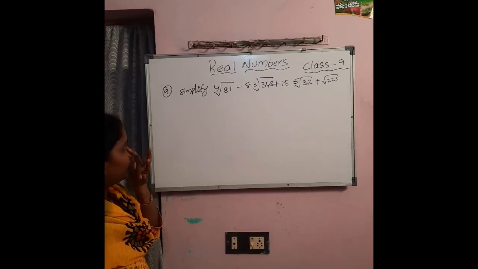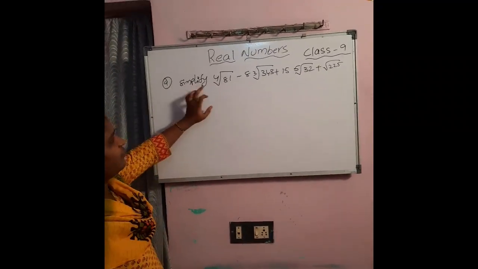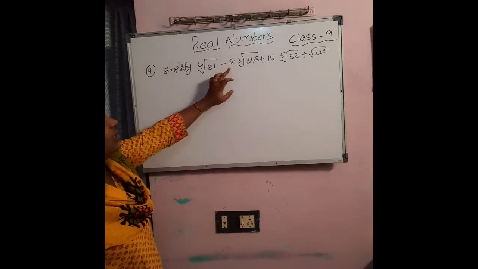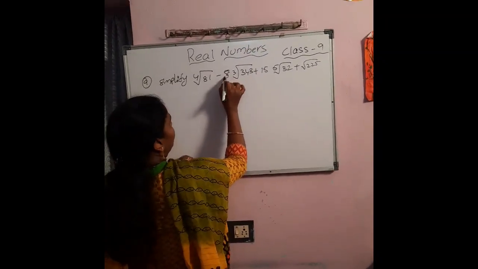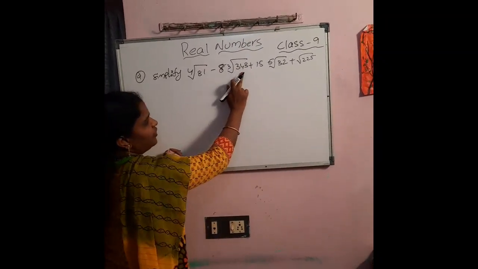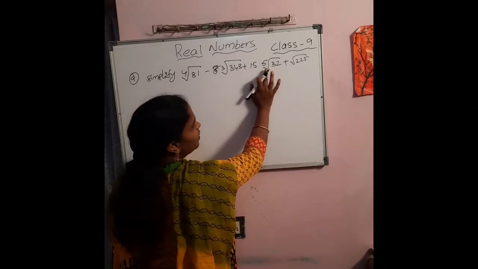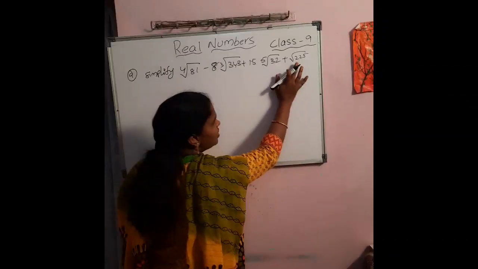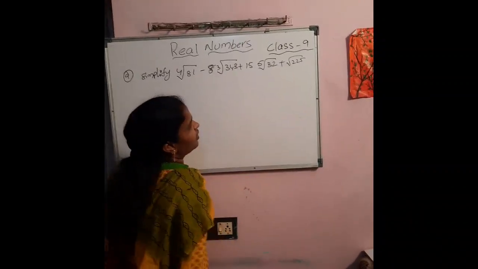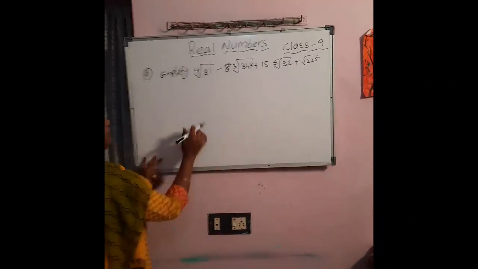Now let us solve one problem. Simplify the fourth root of 81 minus 8 into the cube root of 343 plus 15 into the fifth root of 32 plus the square root of 225. Now let us solve this.